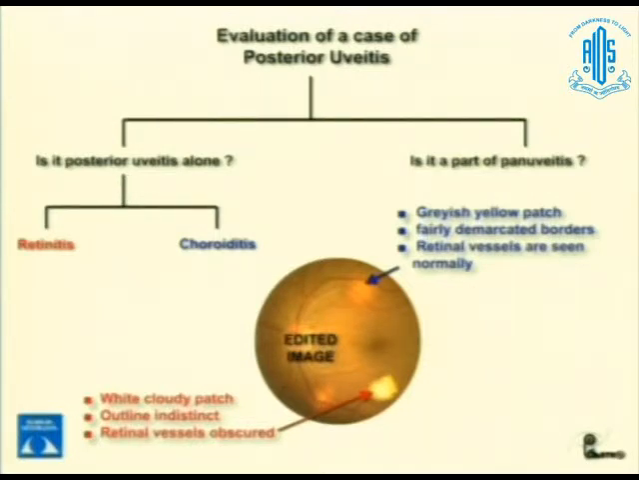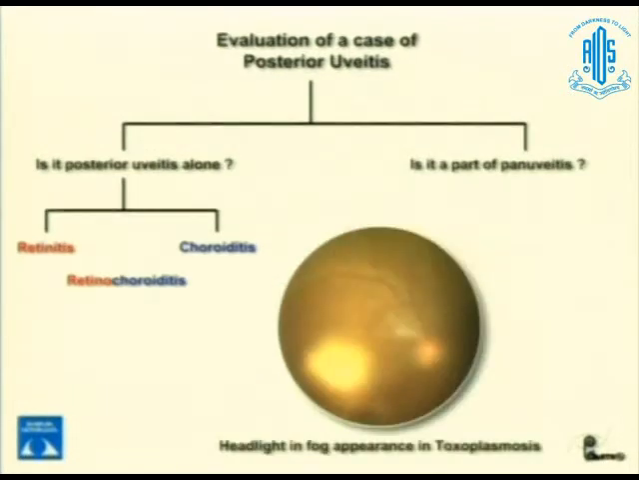The borders are fairly demarcated, and the retinal vessels, if you see in the choroiditis cases, can be seen normally. Whereas in case of retinitis, the retinal vessels are obscured. The outline is somewhat indistinct and generally whitish in color.